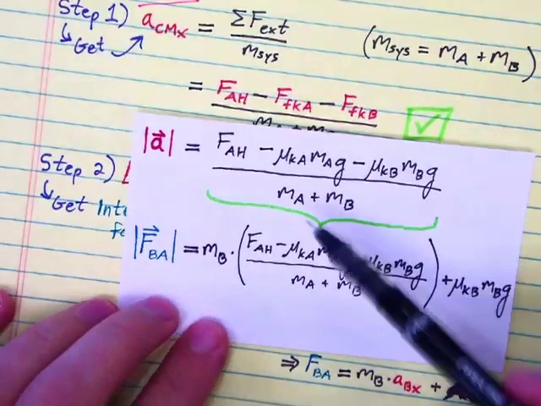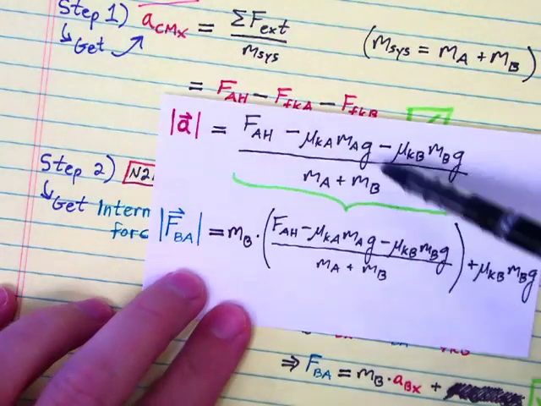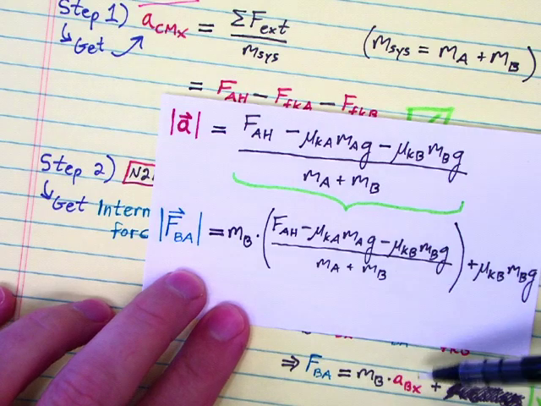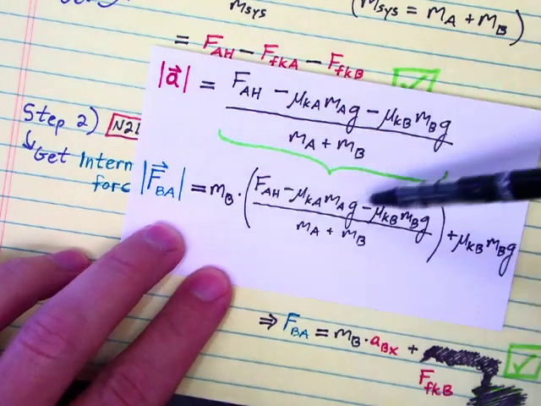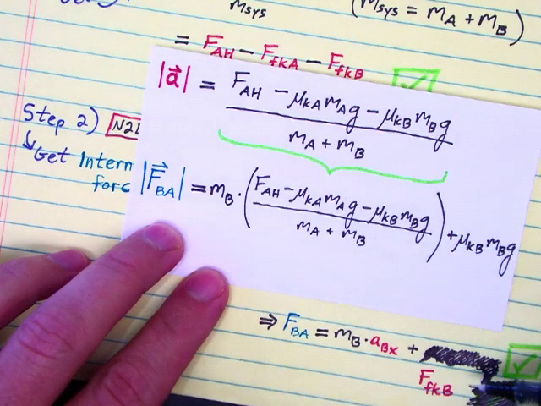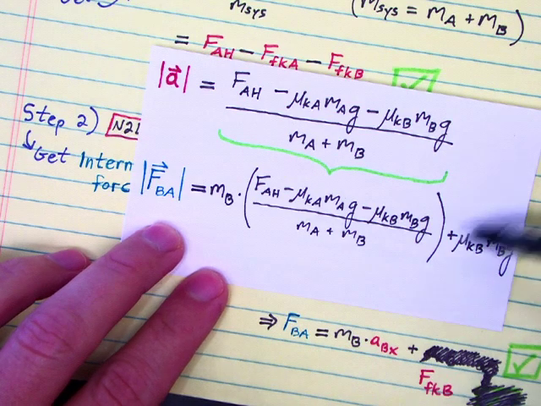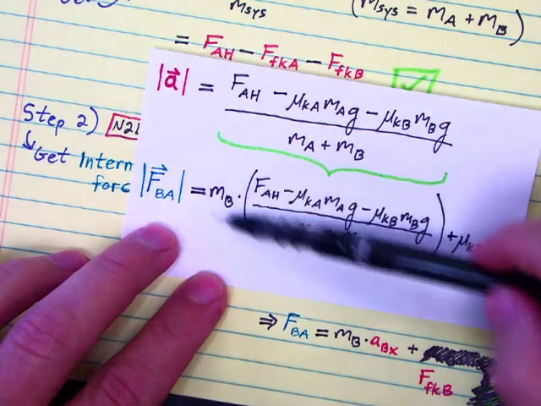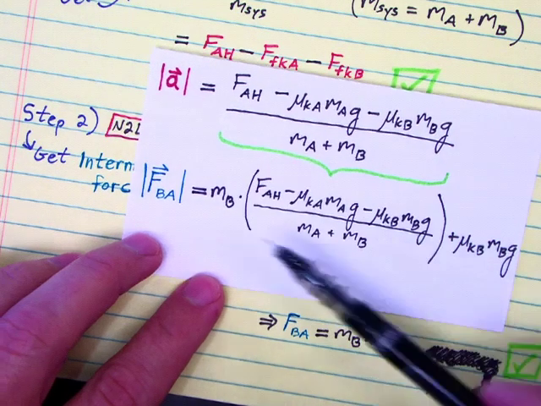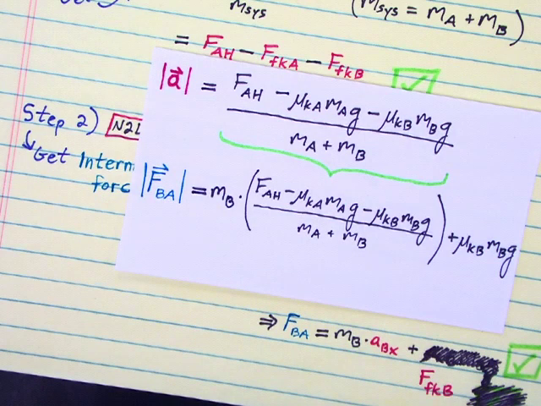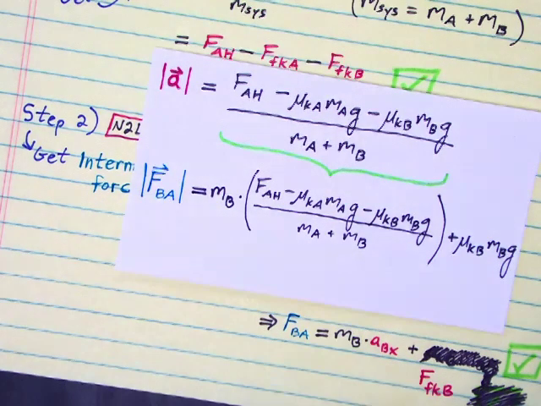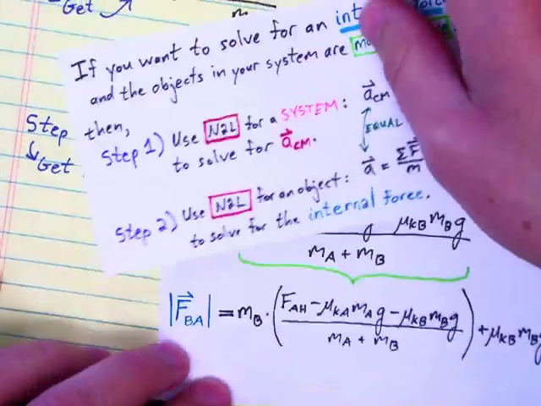So we take this whole expression for the acceleration of A, plug that in here, and then have mB times all this plus, and this force of friction on B we can express in terms of our givens here. So this would be our final answer, this combination of variables, just in terms of givens for that internal force. And that is our two-step process for handling a scenario like this.